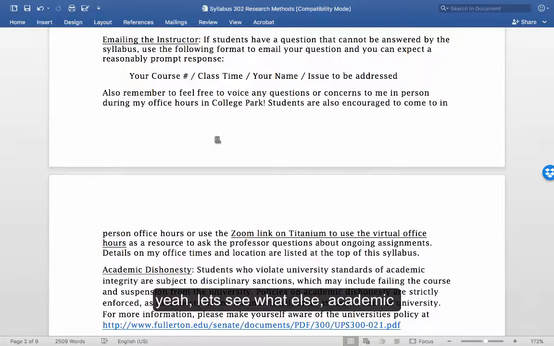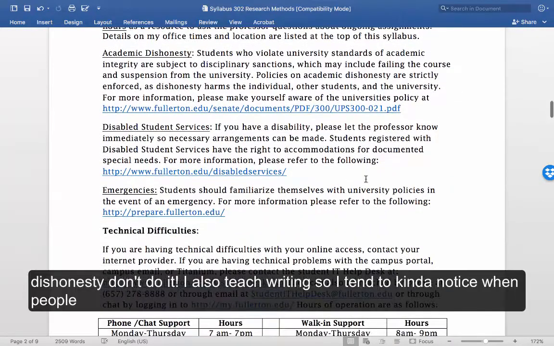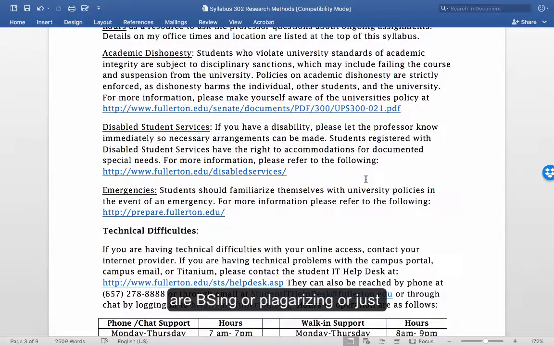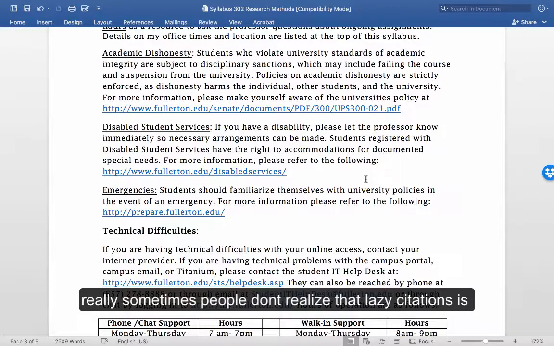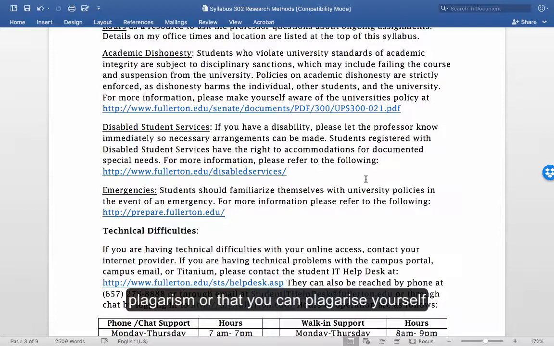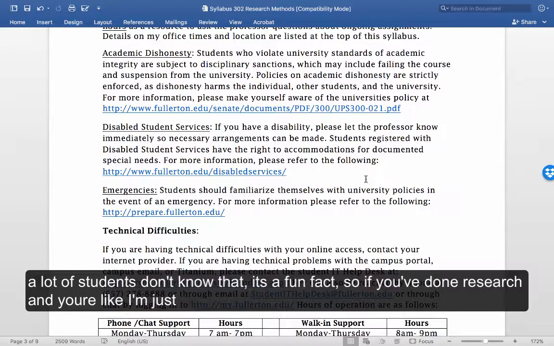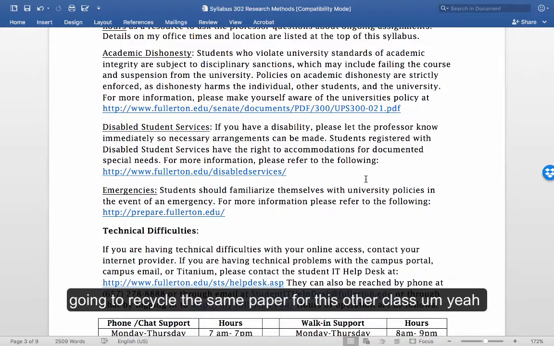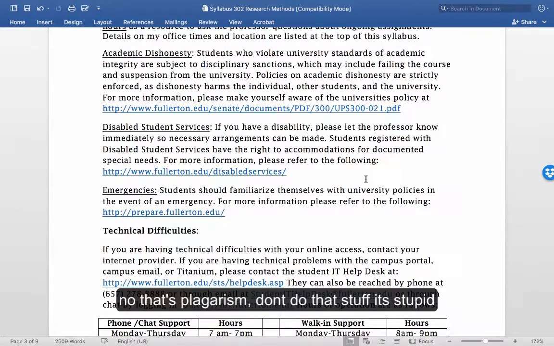Yeah, let's see what else. Academic dishonesty, don't do it. I also teach writing, so I tend to notice when people are BSing or plagiarizing, or just really, sometimes people don't realize that lazy citations is plagiarism, right? Or that you can plagiarize yourself. A lot of students don't know that. It's a fun fact. So if you've done research and you're like, I'm just going to recycle the same paper for this other class, that's plagiarism. So anyway, don't do that stuff. It's stupid. You could get kicked out of school.